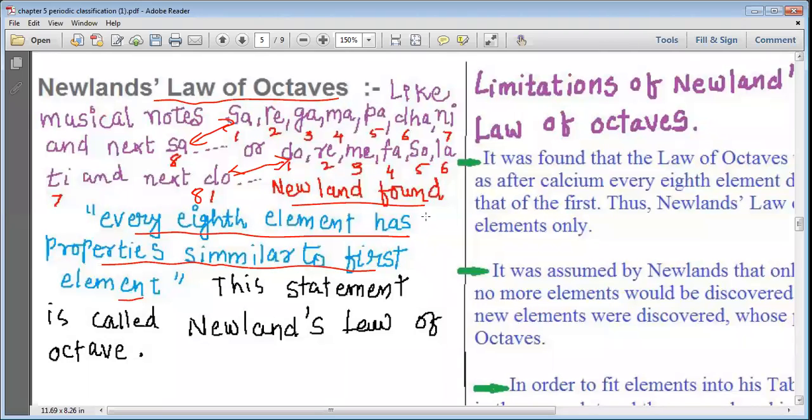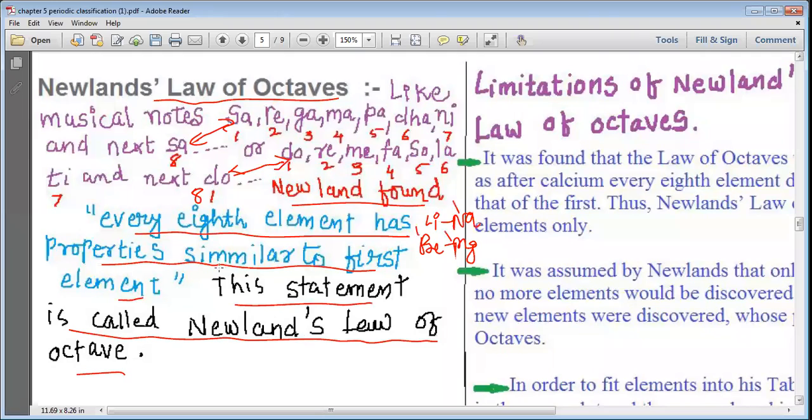We have seen the example of lithium and sodium. We have seen the example of beryllium and magnesium. Lithium, if we consider it as a first element, sodium is the eighth. Beryllium, if we consider as a first element, magnesium is the eighth. And according to Newland's law of octave, every eighth element has properties similar to the first element. This statement is called Newland's law of octave.